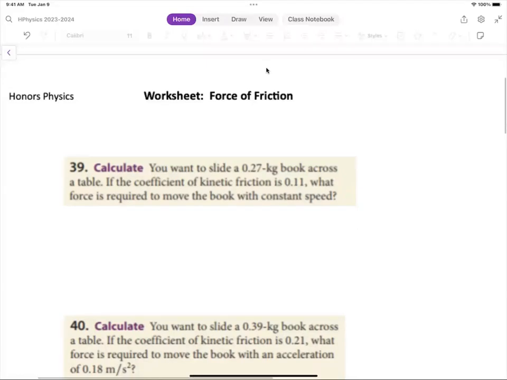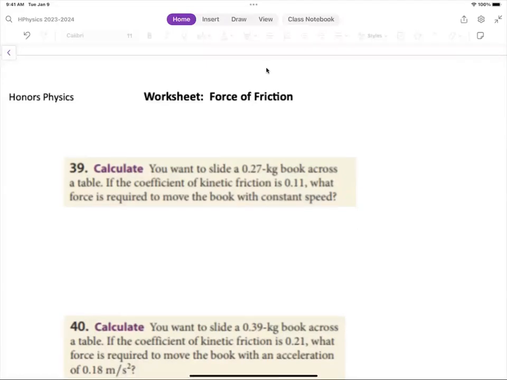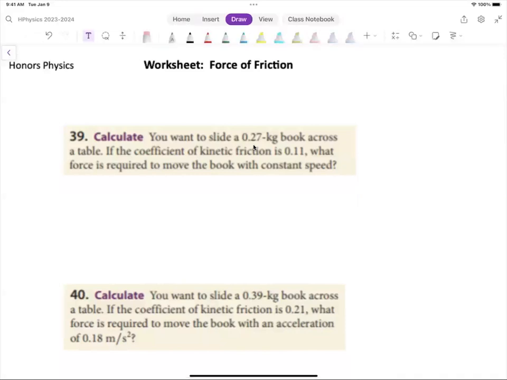This is a video where I am walking through the solutions of the worksheet for my honors physics class for problems related to force of friction. Real quick, let's refresh our memory.